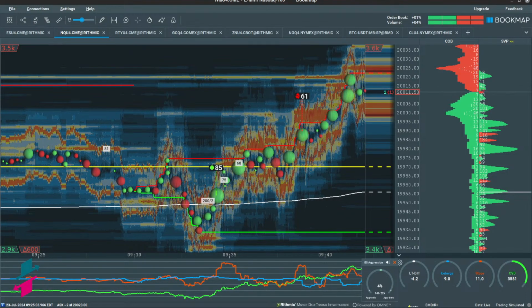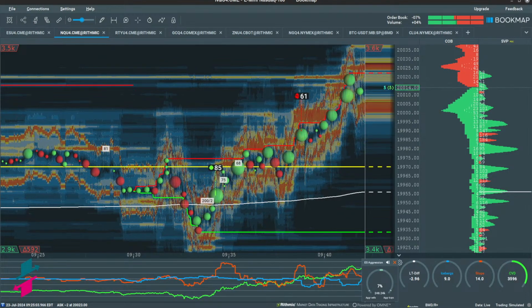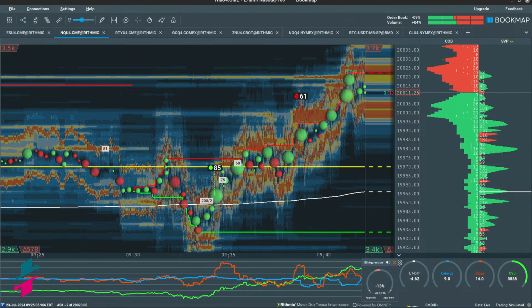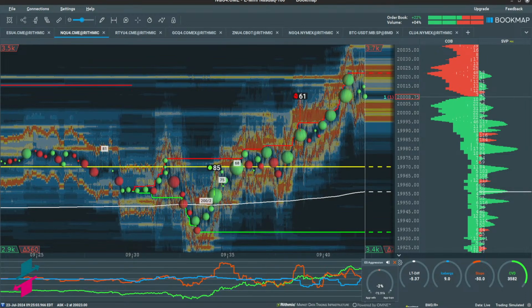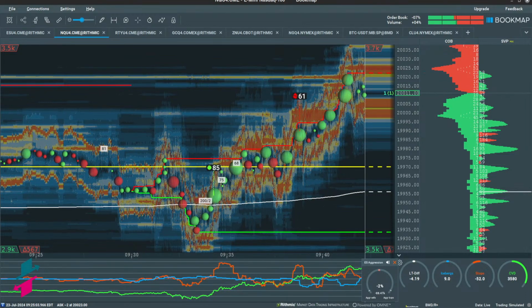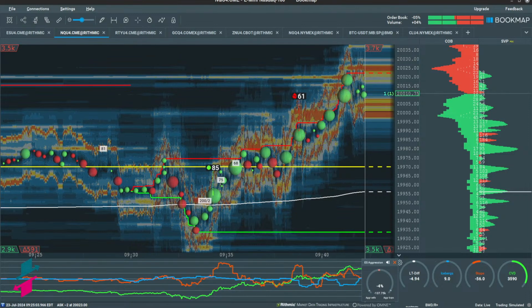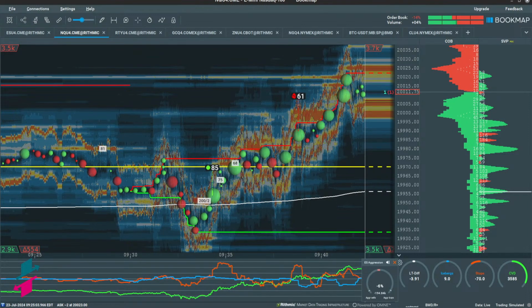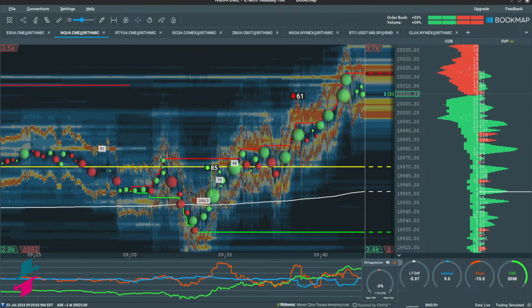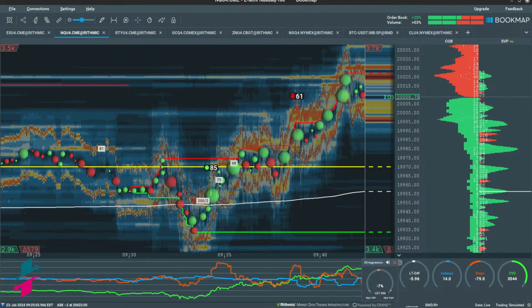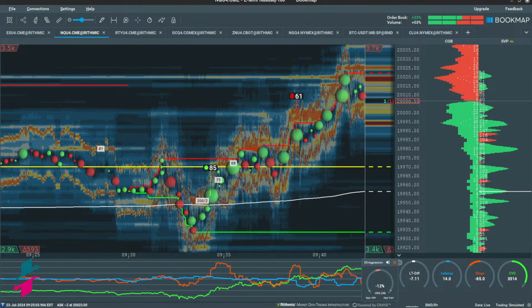Coming up in about 18 minutes, we get existing homes. That sales change is expected to come in at negative 3.04% versus a prior reading of negative 0.7%. I don't think that'll be a very big event volatility catalyst, but it's still worth watching for large deviations.